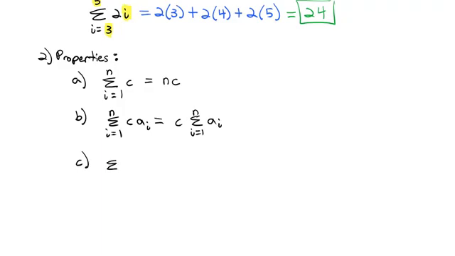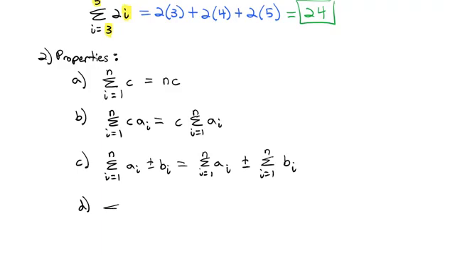Another nice property is that the sum as i goes from 1 to n of some expression plus or minus another expression. Similar to limits, we can take that sum through to each part. So we can take the sum of the first term and either add or subtract the sum of the second term and evaluate the pieces individually.